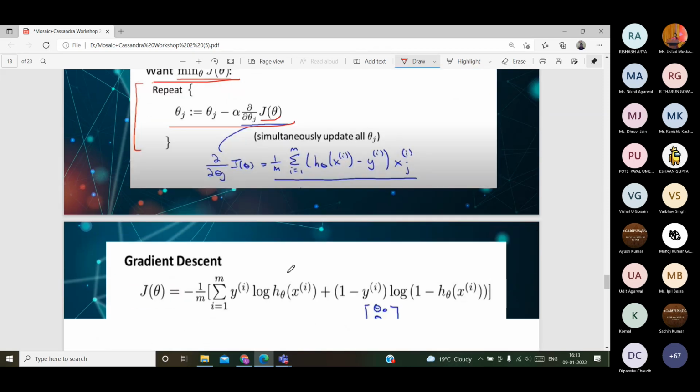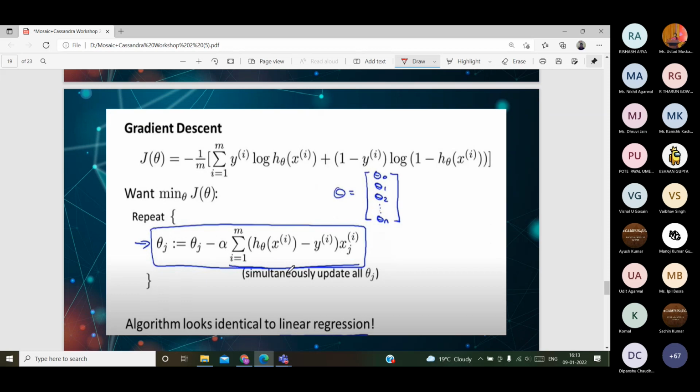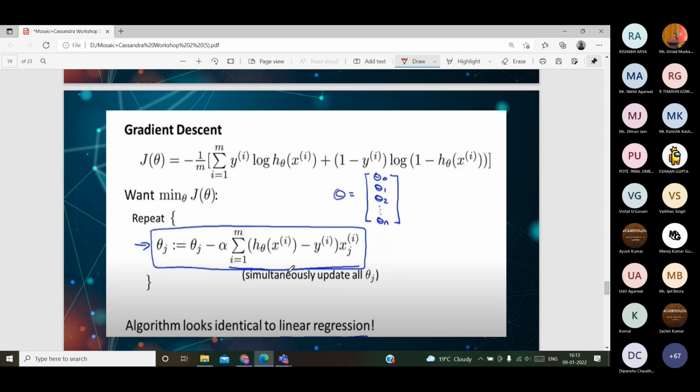And what happens here is we put the values of j theta in it, and when we simplify it, the simplification is very easy. I cannot show you here, but you can do it yourself. When you do it, you will get this value after simplification, and it basically looks similar to linear regression.